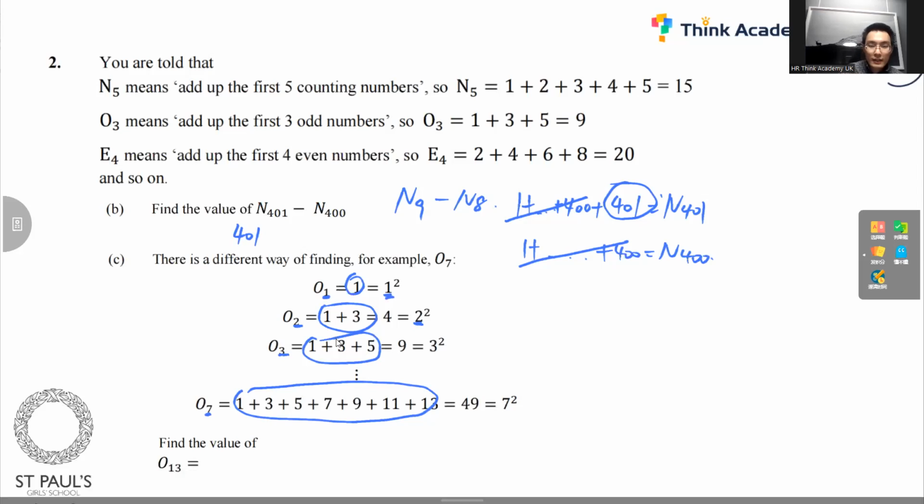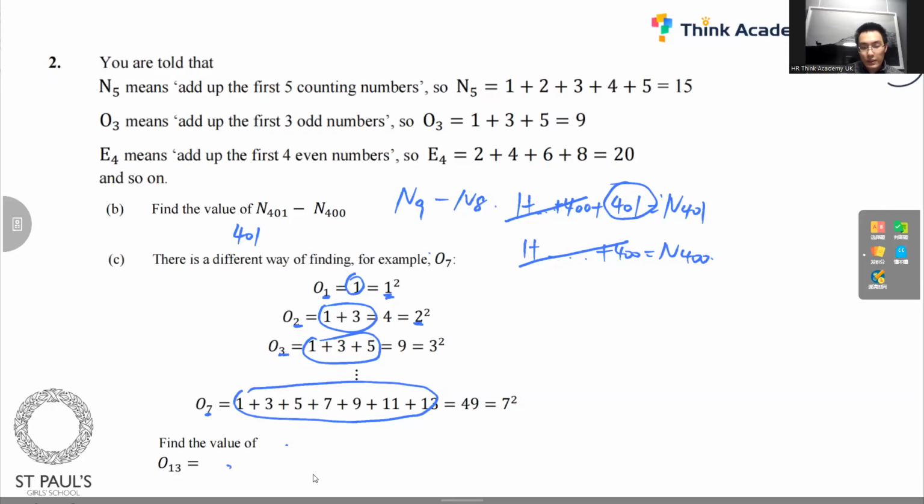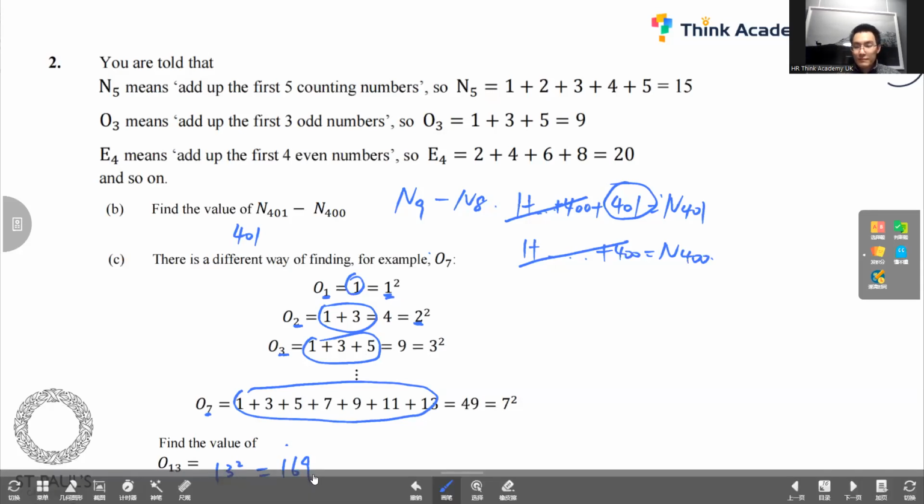So O13 means we have 13 terms altogether. Then the sum, or the value of O13, will be 13 squared, which is 169. Hope you still remember your square numbers from 1 to 20. Okay, moving on.